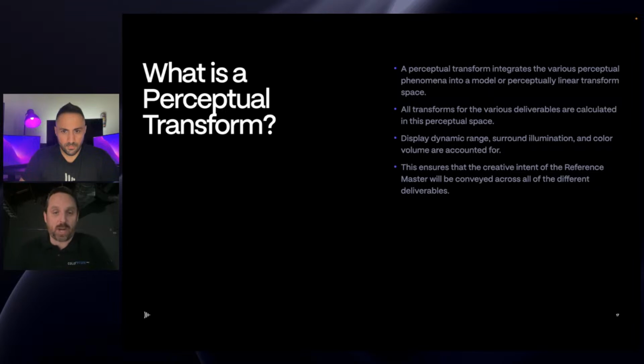The display dynamic range, surround illumination, and color volume are all accounted for, which I'll show in the demo, and it'll make a little bit more sense than just reading the text on what a perceptual transform is.